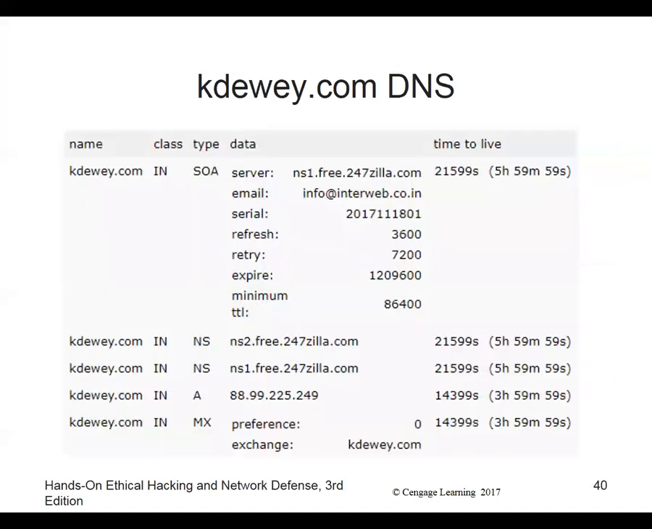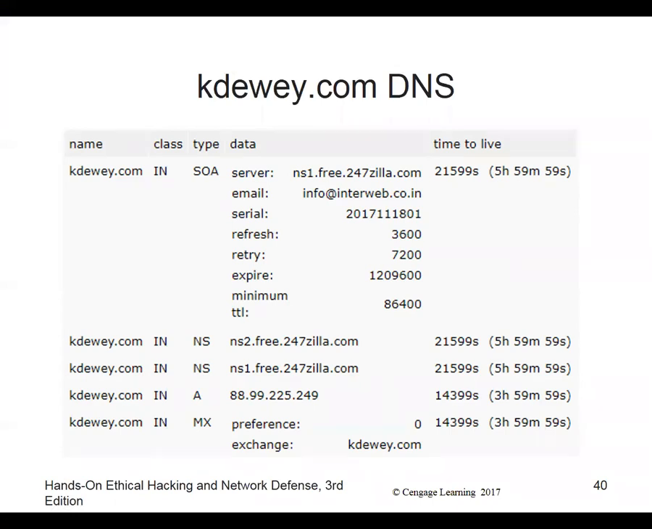Now, this is my SOA record. SOA stands for Start of Authority. This is how we know how to manage it. So this tells you the name of the domain is kdewey.com. This is the SOA record. The server that manages it is ns1.free.2470.com. By the way, free hosting there if you ever want it. Unlimited bandwidth, but you only have 100 meg storage, so it's not very big. There's their email address. Here's my serial number. There's refresh, retry, and here's my name servers. This is what's on the internet.